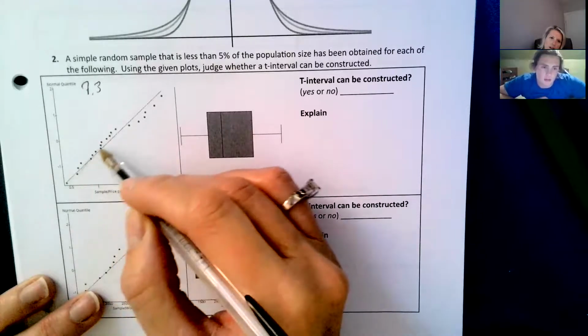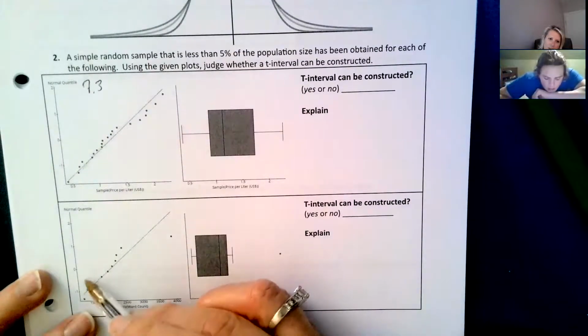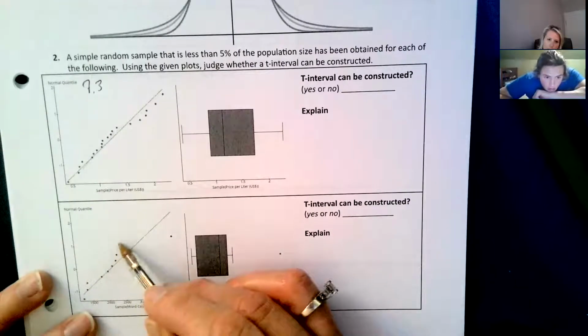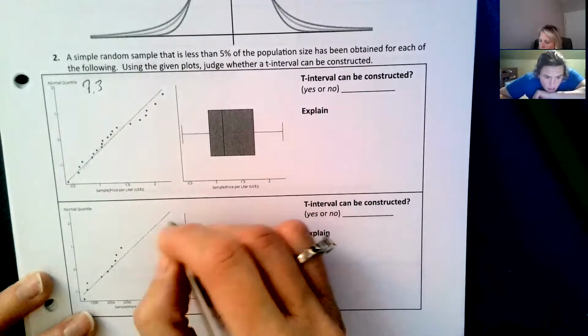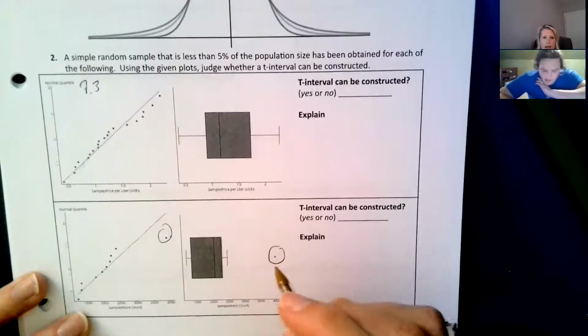So this does look fairly linear on the first one. The second one does not. It kind of goes up and then it's close to the line and then up again. And then we've got this outlier here, which you can see from the normal plot and from the box plot.